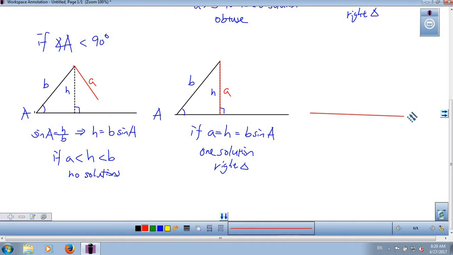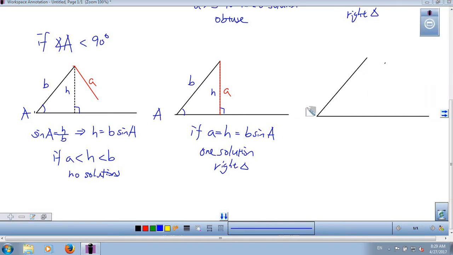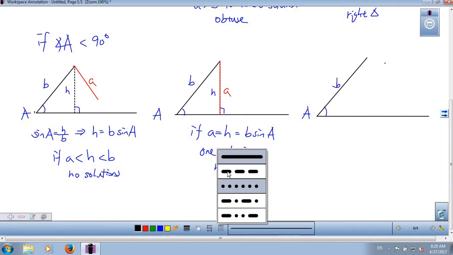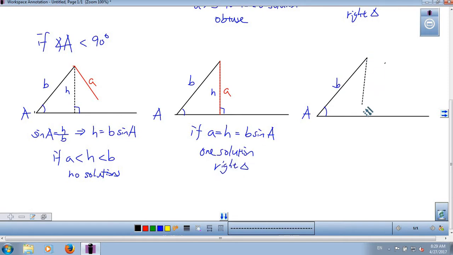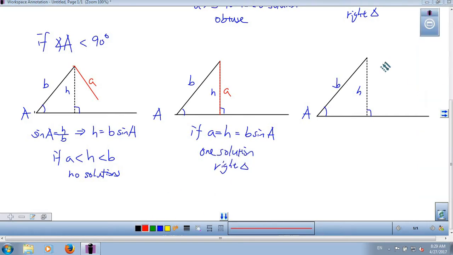Alright, and then let's consider the last scenario. So this is angle A, this is side B. I've been making side B a little longer, but that's okay. It works. So this is H. This is a right angle here. Let's go ahead and draw side A and see what happens.